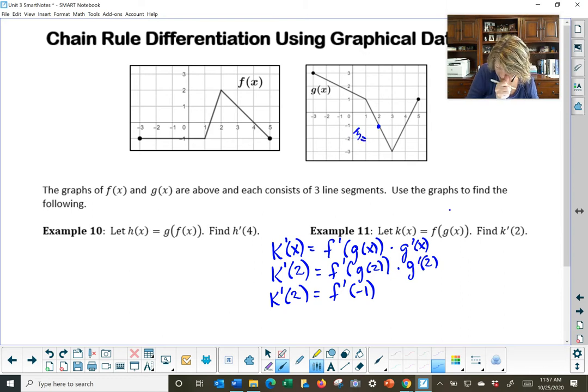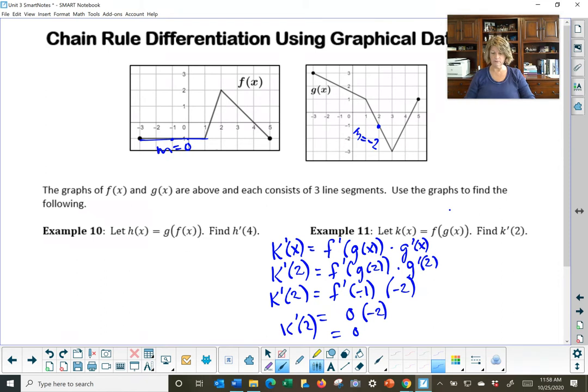What's the slope along there? Down 2 over 1. Down 2 over -2. Goodness. So that is multiplied by -2. Now I need f prime of -1. f prime of -1 has the slope of 0, doesn't it? f of -1 would have been that location, but the slope is 0. And 0 times anything, of course, is 0. k prime of 2 is 0.